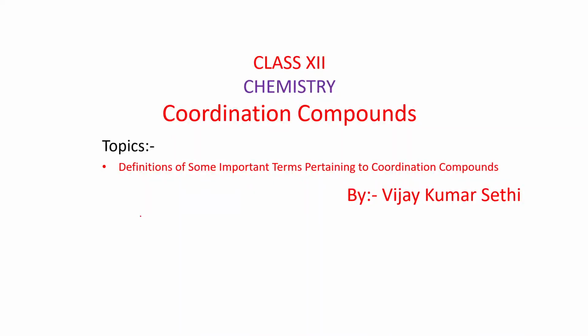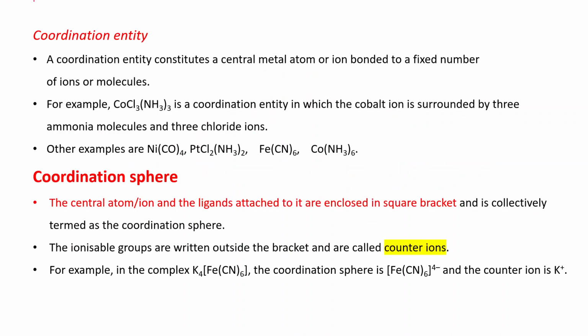Class 12th chemistry. We were discussing the chapter coordination compounds, and in this video we will discuss some definitions of some important terms pertaining to coordination compounds. First one is coordination entity. A coordination entity constitutes a central metal atom or ion bonded to a fixed number of ions or molecules.